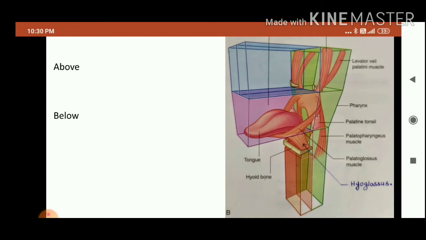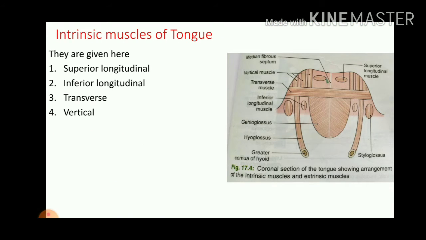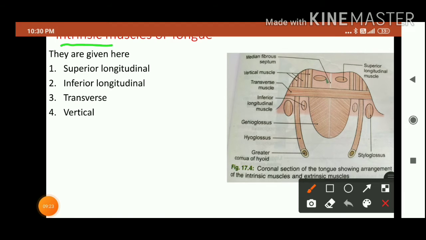Okay, now we come to the intrinsic muscles of the tongue. What is the meaning of the words intrinsic and extrinsic? Intrinsic means present interiorly, that is, its origin and insertion are inside the tongue, but extrinsic means that its origin and insertion are not inside the tongue. One of the attachments, either origin or insertion, is just outside the tongue.